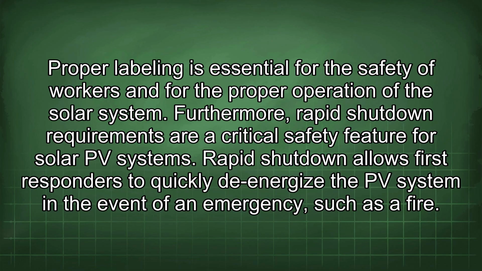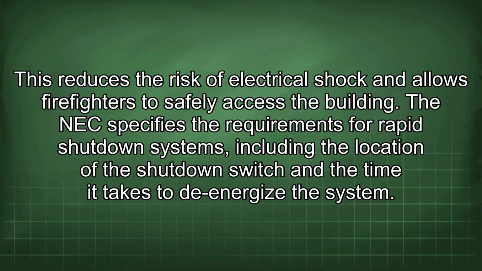system. Furthermore, rapid shutdown requirements are a critical safety feature for solar PV systems. Rapid shutdown allows first responders to quickly de-energize the PV system in the event of an emergency, such as a fire. This reduces the risk of electrical shock and allows firefighters to safely access the building. The NEC specifies the requirements for rapid shutdown systems, including the location of the shutdown switch and the time it takes to de-energize the system.